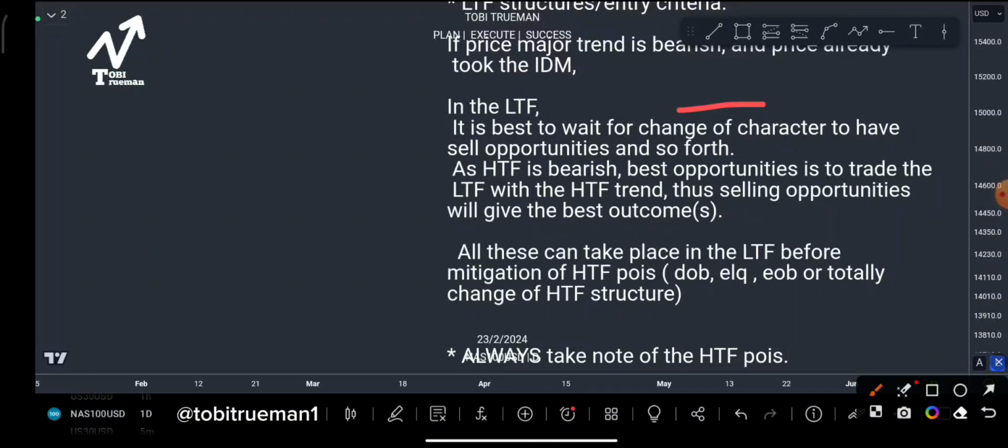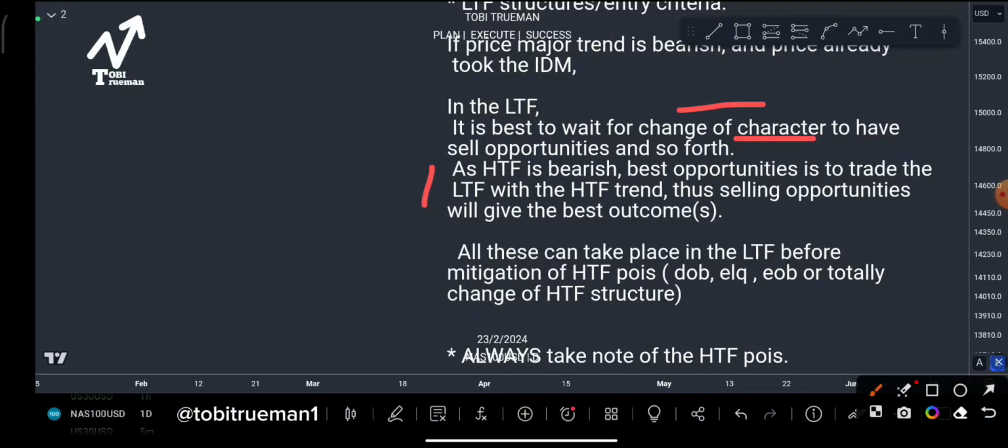Then in our lower time frame, after we have marked out the structure and spotted this particular change of character, we can now begin to look for selling opportunities, either using our entry models, entry modules, all of that. Any entry that we see there, we can act accordingly. As the higher time frame is bearish, the best opportunities are to trade the lower time frame with the higher time frame trend.